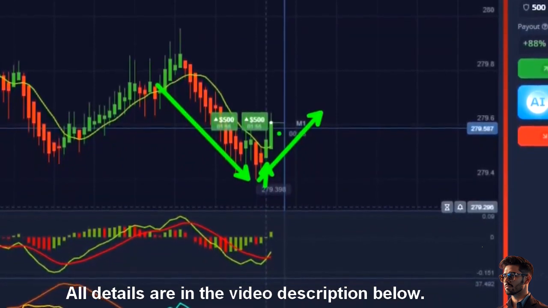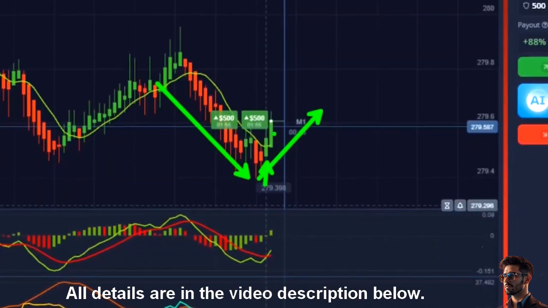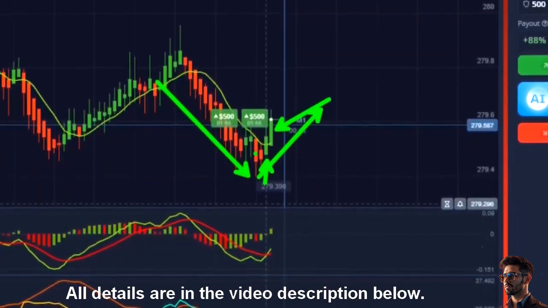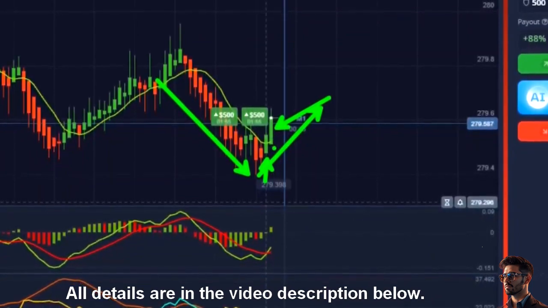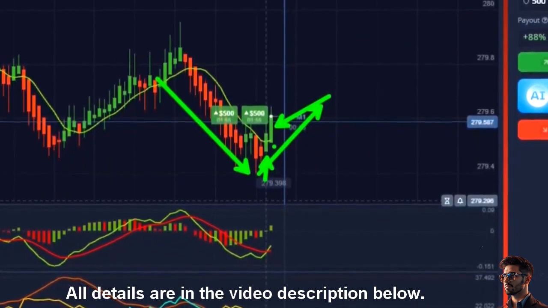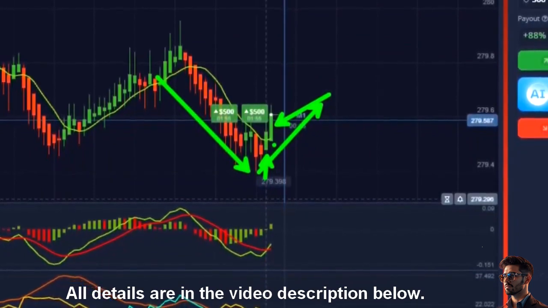So immediately this happens, make sure that the candlestick you're placing your trade on is very strong. You see that the last 2 candlesticks that reversed right here are very powerful, very strong candlesticks. So this is what you need to aim for. When that happens, you can place a trade.